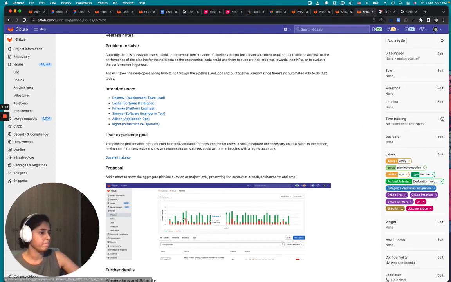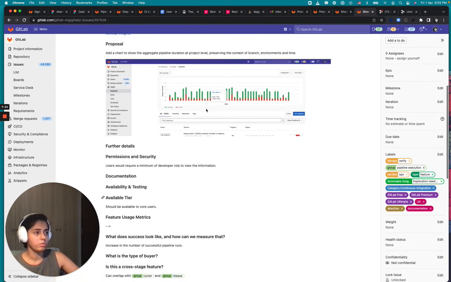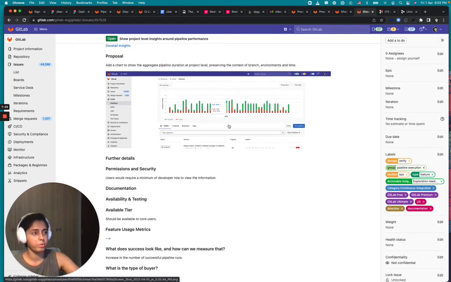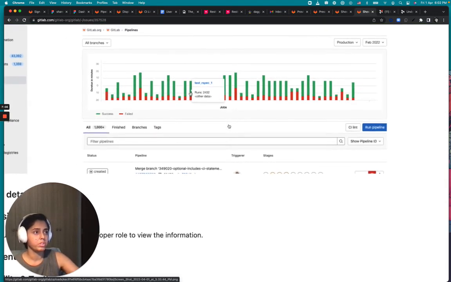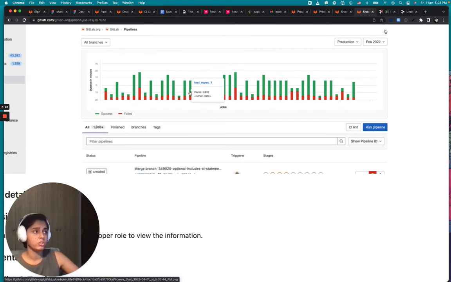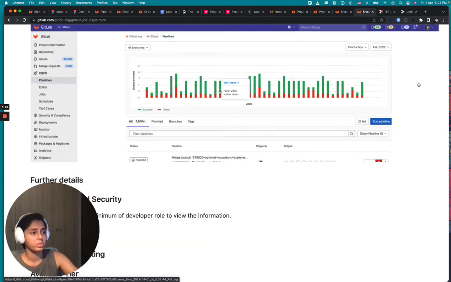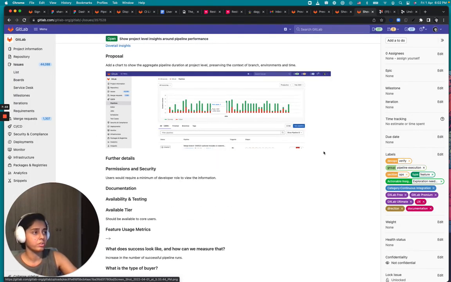Now, it could be something really wide. So how can users use it to their own benefit? One thing that I proposed is maybe we can have selections for branches, for environments, and even time if our capabilities allow us to do that. And it would be a very simple report to start with, which would only talk about the success and failure rate of pipelines and the duration that each job has run on average, like the aggregate duration for the jobs.